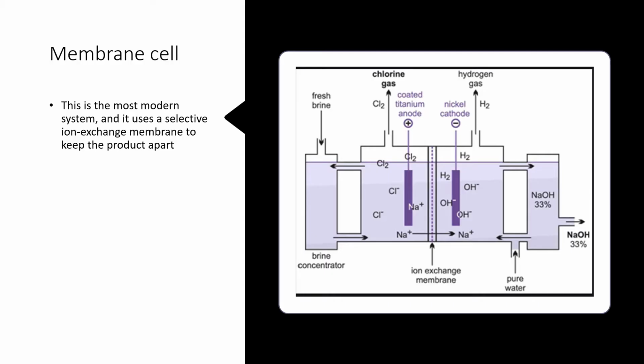The last is the membrane cell. This is the most modern system and it uses a selective ion exchange membrane to keep the products apart. The products are chlorine gas, hydrogen, and NaOH.